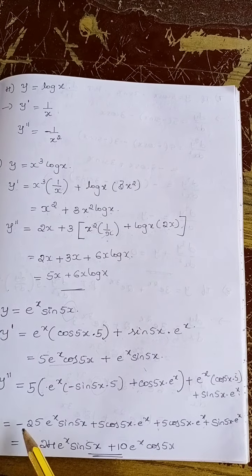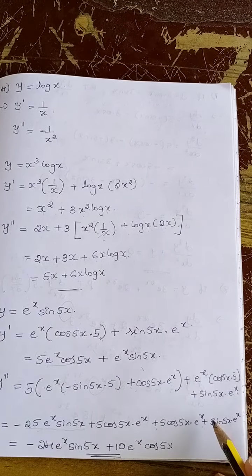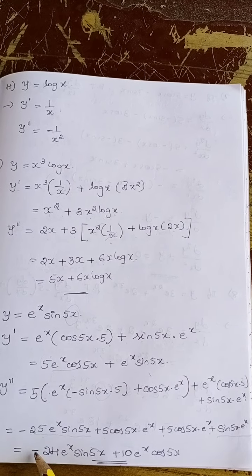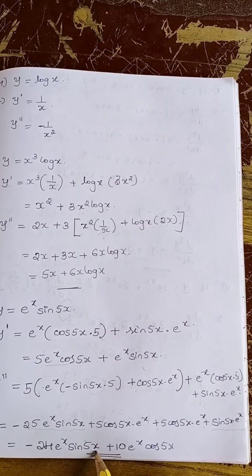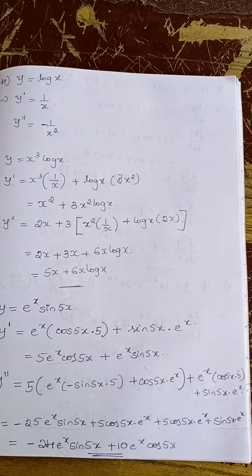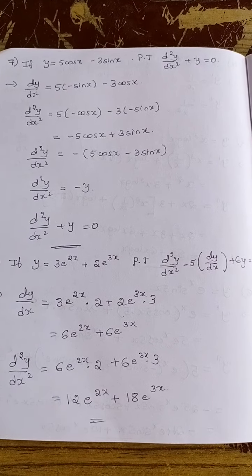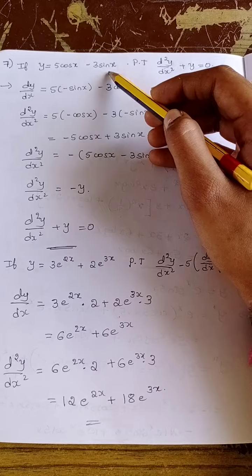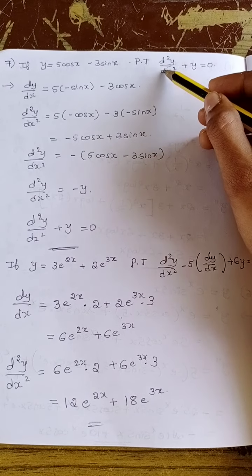That is equal to minus 25 e power x sin 5x plus sin 5x into e power x, that is equal to minus 24 e power x into sin 5x plus 5 plus 5, 10 cos 5x into e power x.